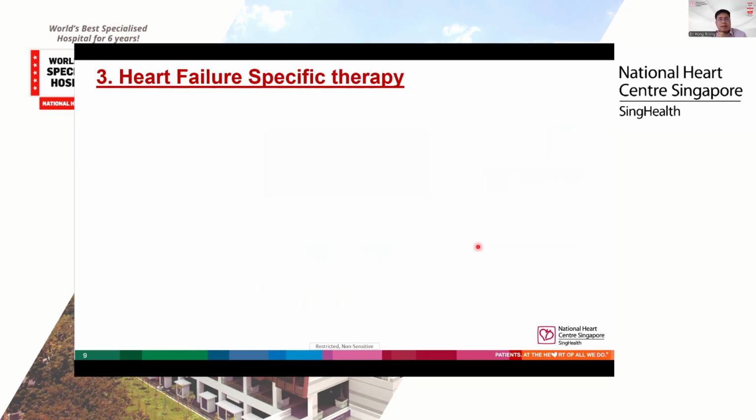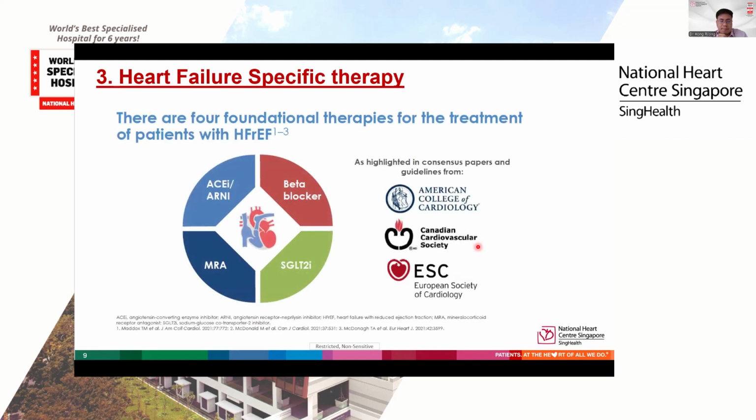Now we can talk a little bit about heart failure specific therapy. When we talk about heart failure specific therapy, we normally mean medical therapy directed at heart failure with reduced heart function. As we learned earlier, heart failure takes on many forms. But one of the common final pathways is the heart itself having poor ability to push blood forward, resulting in a reduced ejection fraction. So heart failure specific therapy is mainly geared towards this.